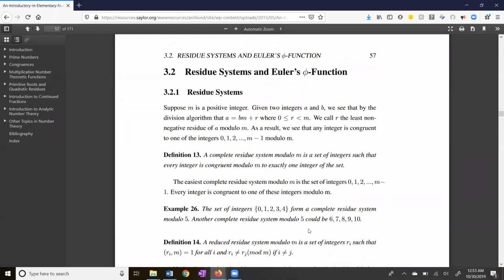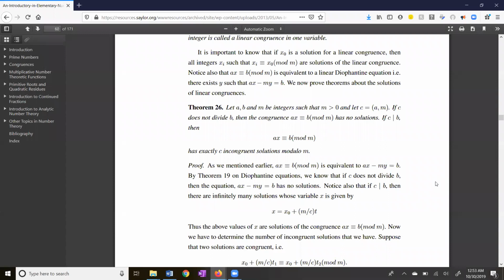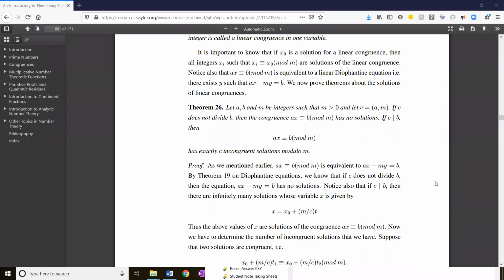So now let's see what our theorem says. Theorem 26 is one of the more important theorems in the second half of the course. So let's call this a three-star theorem. This is a three-star theorem. Let's read it once and then we're going to recopy it in a slightly different form.